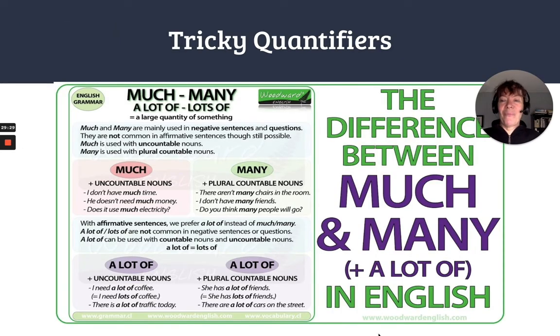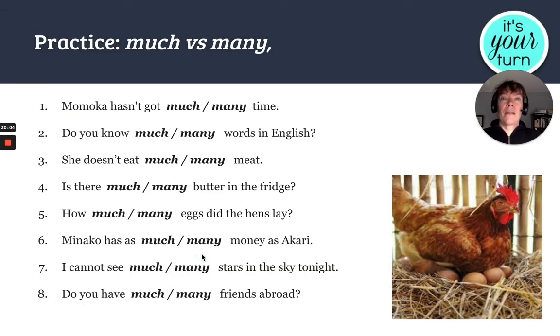Here's a reminder. Much goes with uncountable nouns, many goes with plural countable nouns. This says they are not common in affirmative sentences. Affirmative means positive or statements, not negatives or questions. They are not common. They are very not common. What is common is a lot of or lots of, and they mean the same thing. A lot of and lots of, the same thing. Let's practice. Circle or choose, click much or many for these sentences.